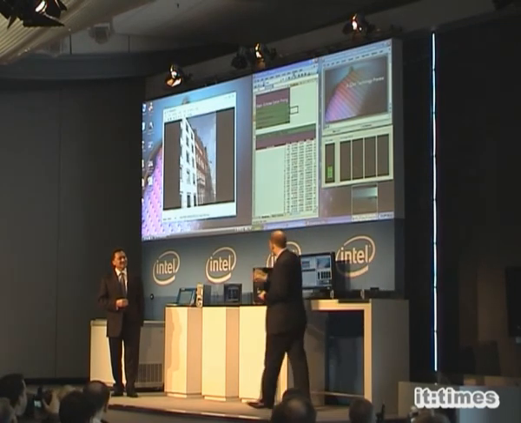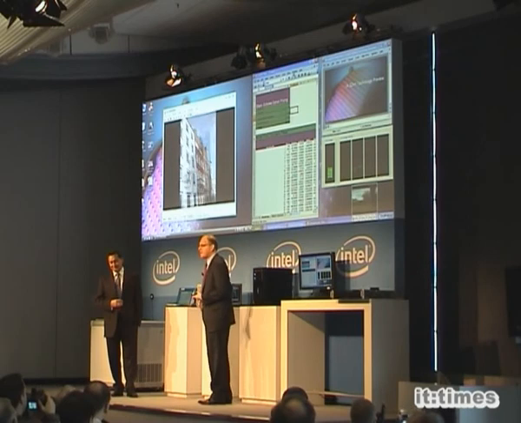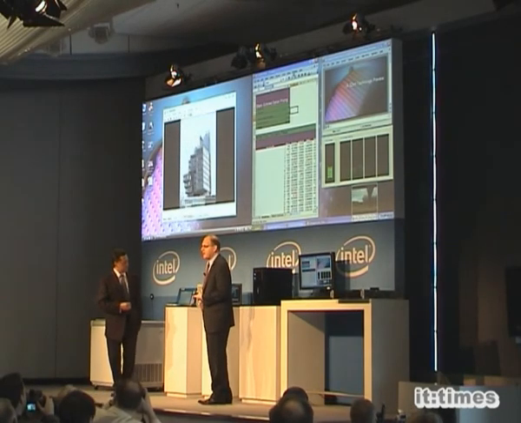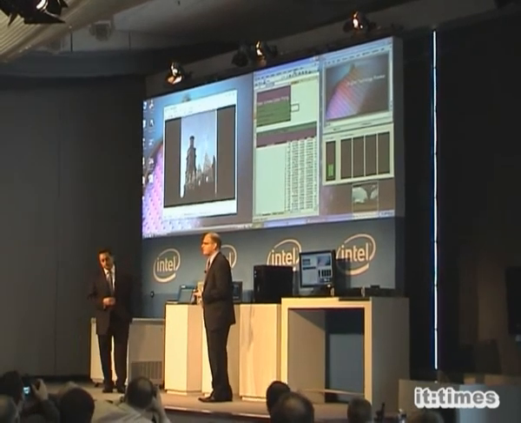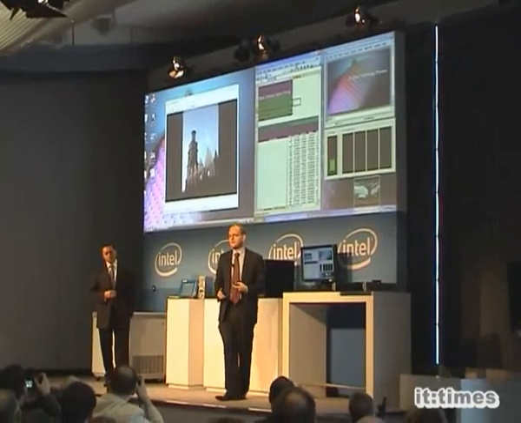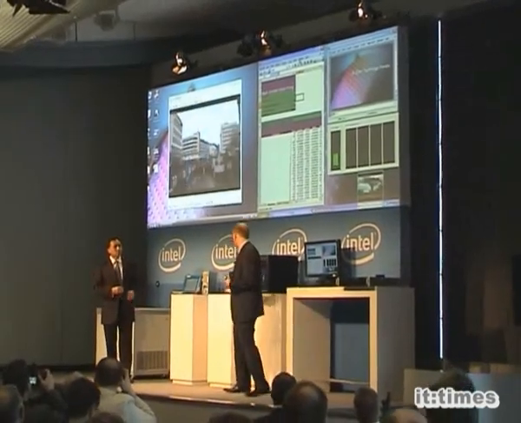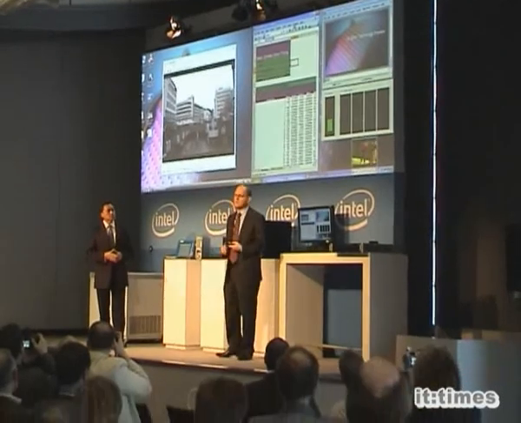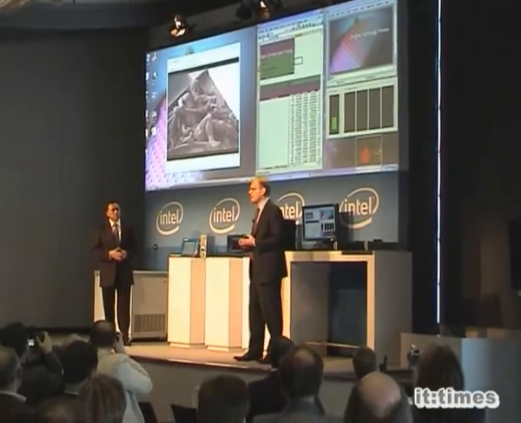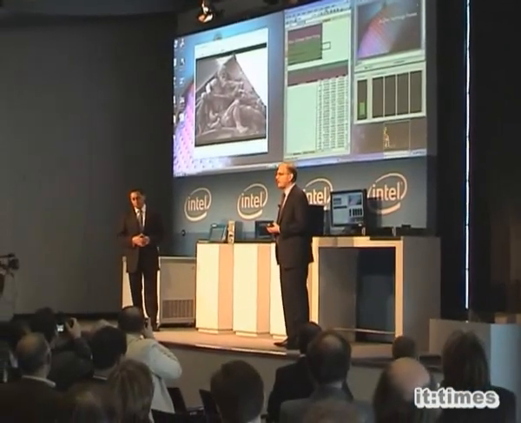And then over here on the left, you can see we actually have a notebook running on 32 nanometer as well. And this is the first time we've been able to bring the Nehalem architecture into a mainstream notebook category. So certainly mobility is the fastest growing market segment. We're very excited to bring the Nehalem architecture to that.